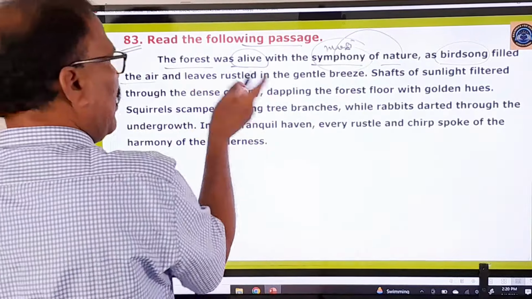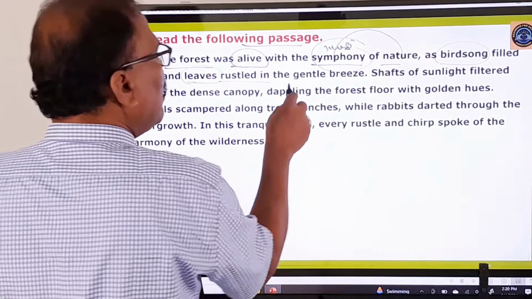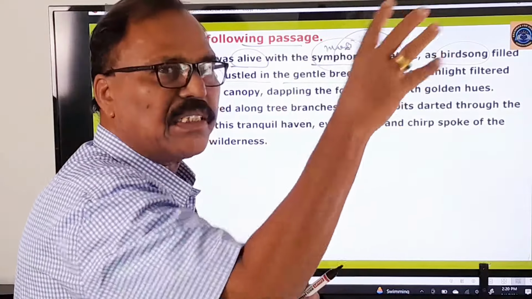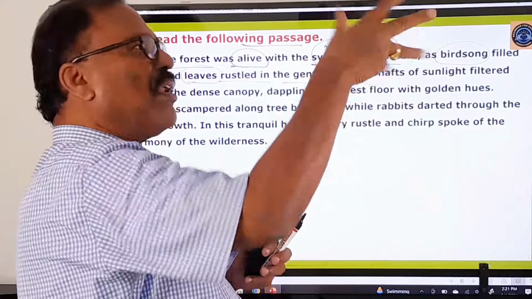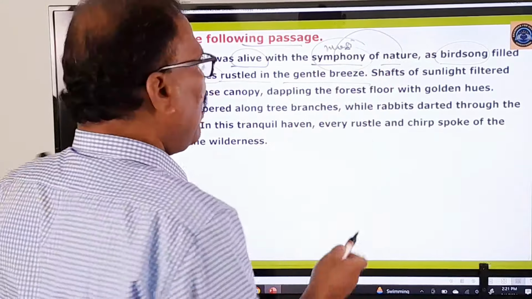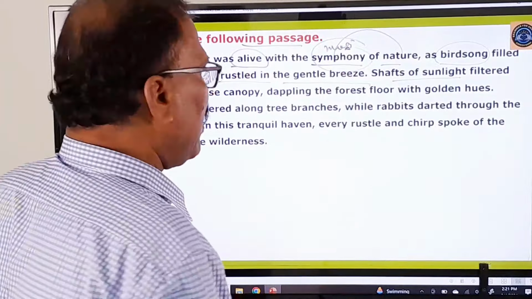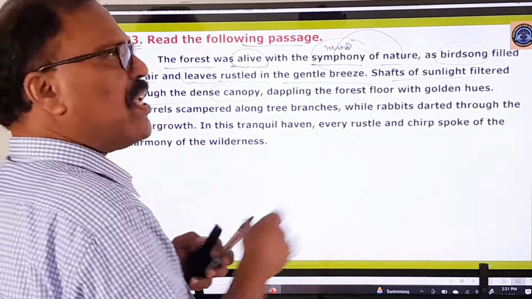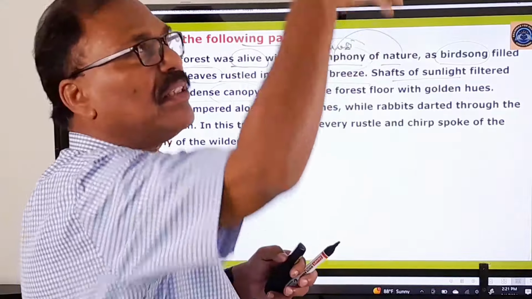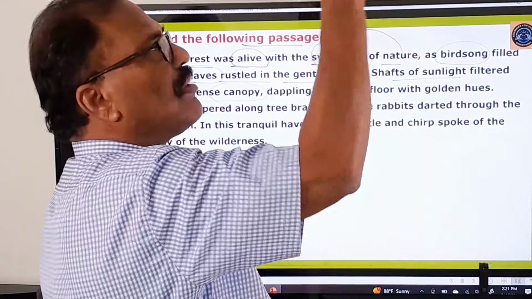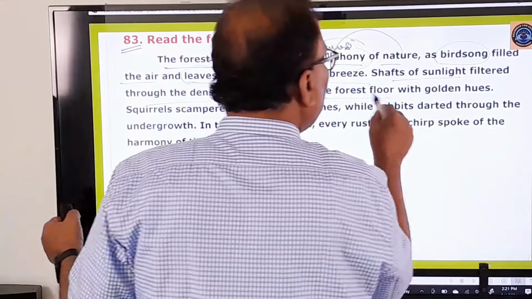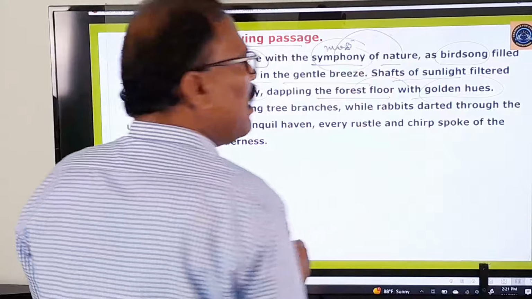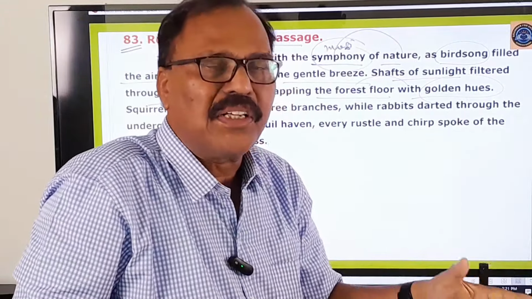So that has filled the air, and leaves rustled in the gentle breeze. So in the gentle breeze, what is that? Gentle breeze means in the little wind, the leaves are making some kind of noise. Even the dry leaves are also making some kind of noise, because that is the forest, right? And here shafts of sunlight, beams of sunlight filtered through the dense canopy. Canopy means a big cloth that filters, just like an umbrella. So that will filter the sun rays, right? And dappling the forest floor with golden light. And that sunlight is flowing through the trees, and it is making the floor of the forest colorful.